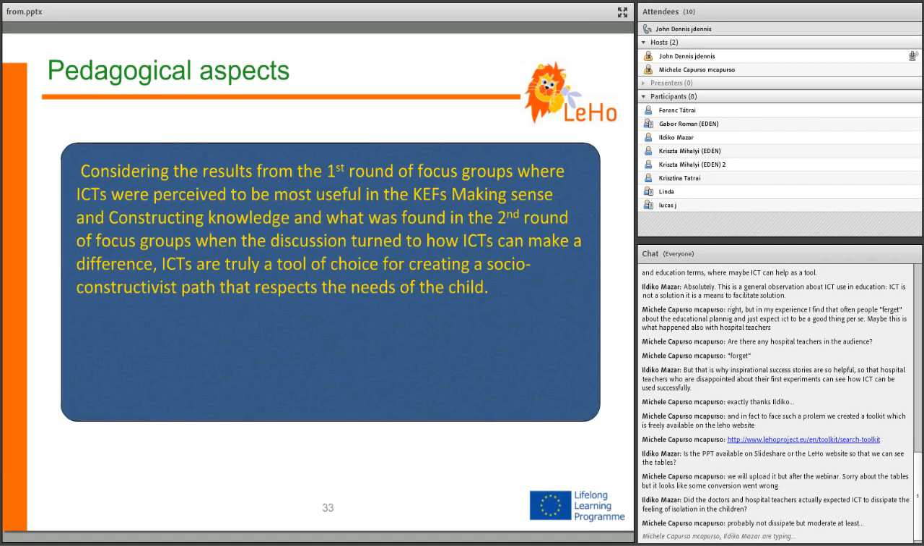Considering the results from the first round, what's really interesting is that since ICTs were perceived to be the most useful for making sense and constructing knowledge, in the second round of focus groups, when the discussion moved to how an ICT can make a difference, ICTs were definitely a fantastic tool for creating this path of making sense and constructing knowledge that the child needs. So without a doubt, it came through in the first focus group and was reiterated and underscored in the second focus group.